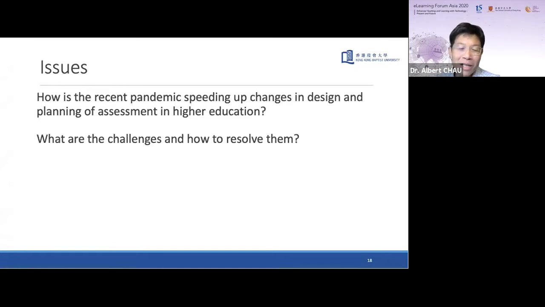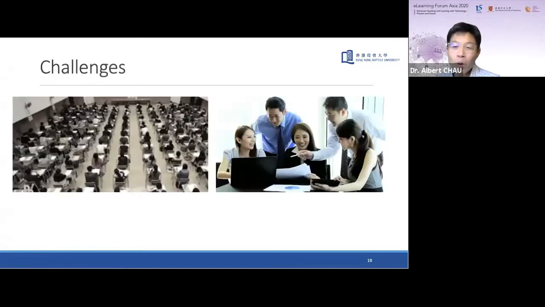Now, next slide, please. With or without COVID-19, I think we have a lot of questions about our assessment. On the left is our traditional examination format. On the right is what students do, or even what we do, in our normal day job setting.